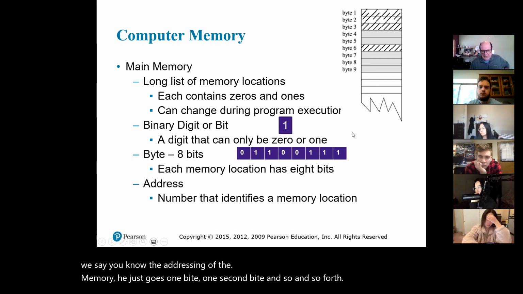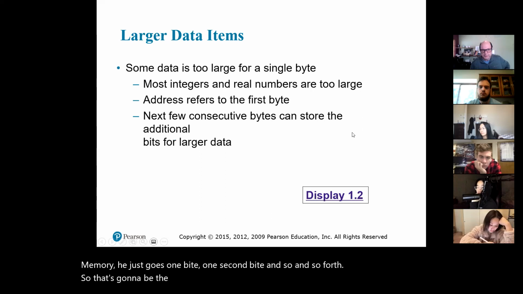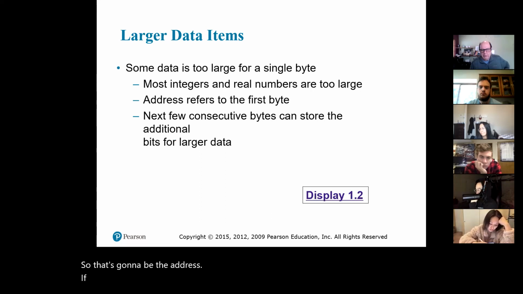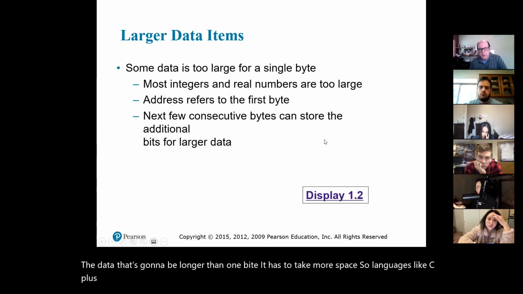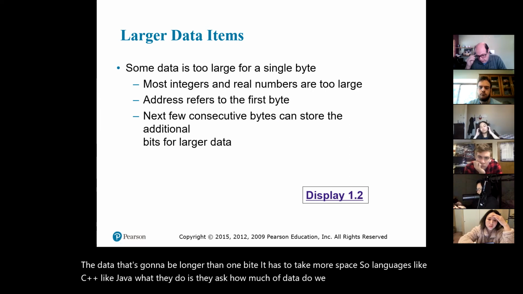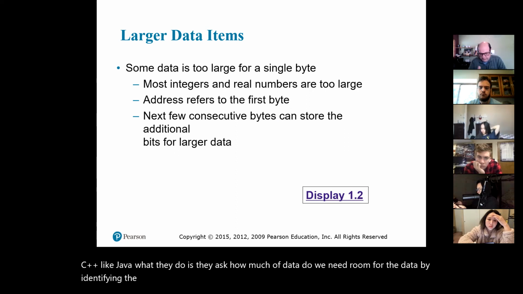So that's going to be the address. If we have data that's going to be longer than 1 byte, it has to take more space. So languages like C++ and Java ask how much room we need for the data by identifying the data type. We go over that in chapter 2.